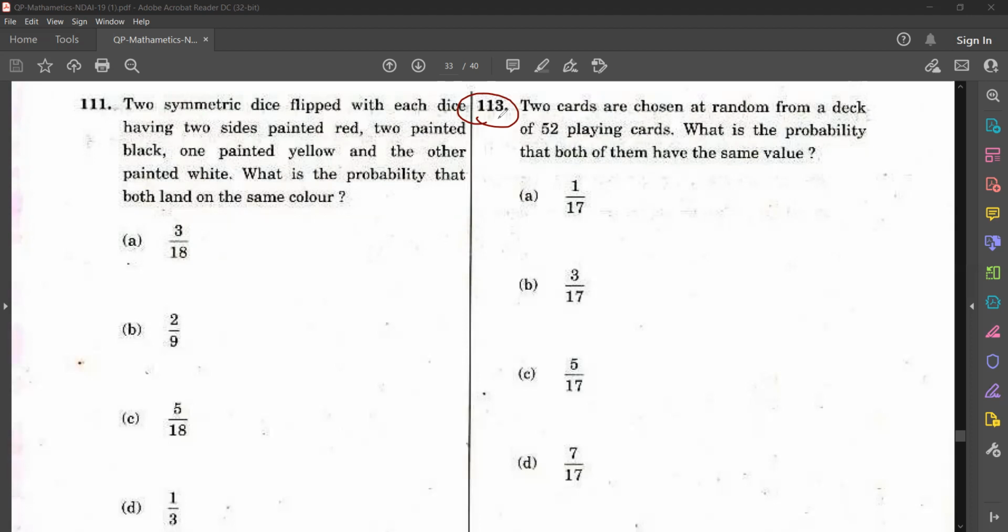Okay, all of you try this. I'll give you 1 minute for doing this. Once you get the answer, comment your answers also.